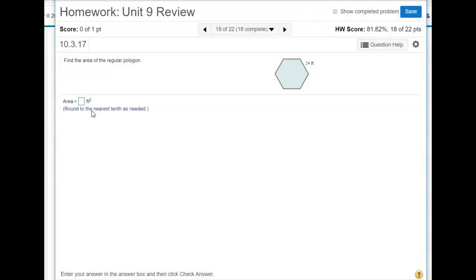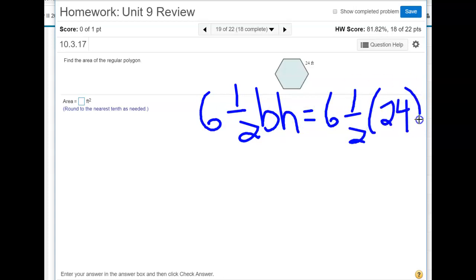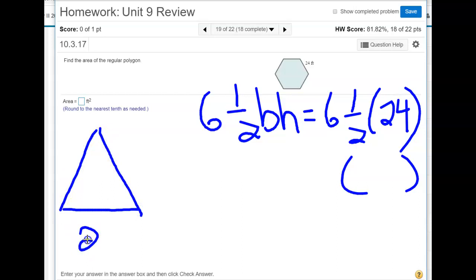Okay, we've got a hexagon, so that means we've got 6 triangles. So again, we're writing out 6, 1/2 base times height. I can quickly see my base is 24. What I'm missing is the height. So let's pull out just one of those triangles. Again, this is 24. I drop in that height.